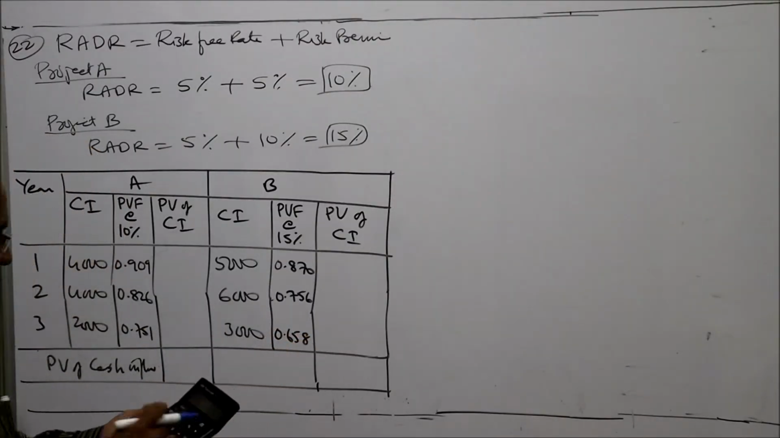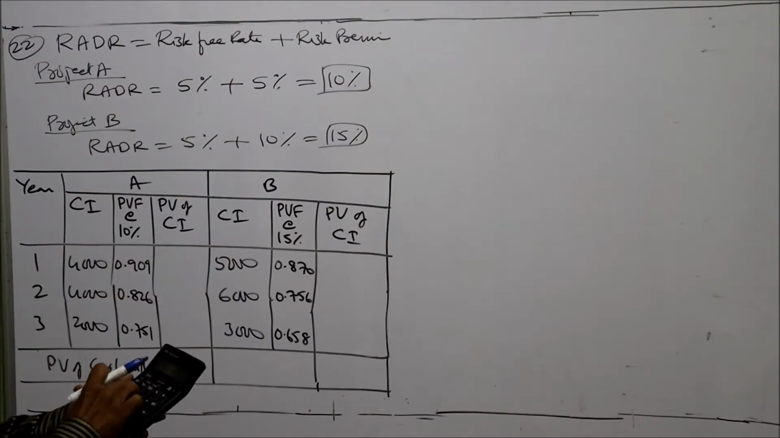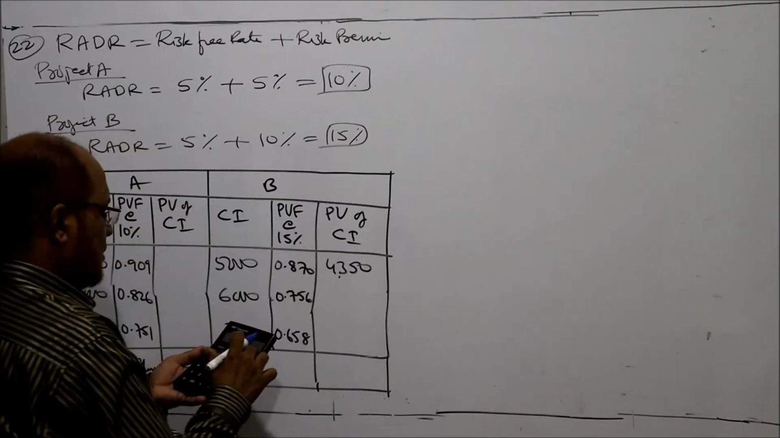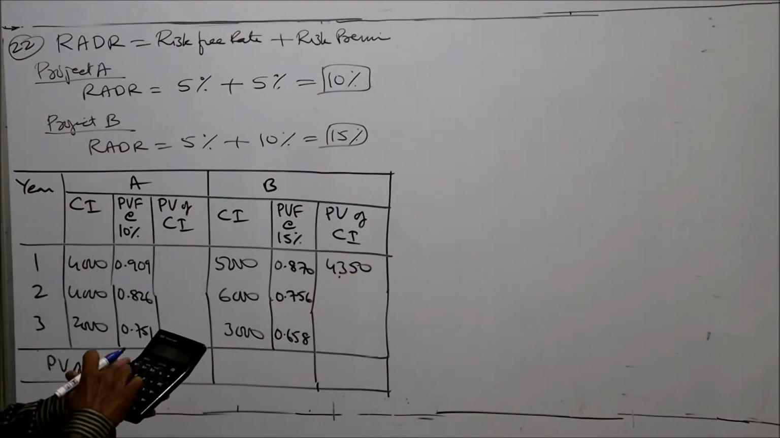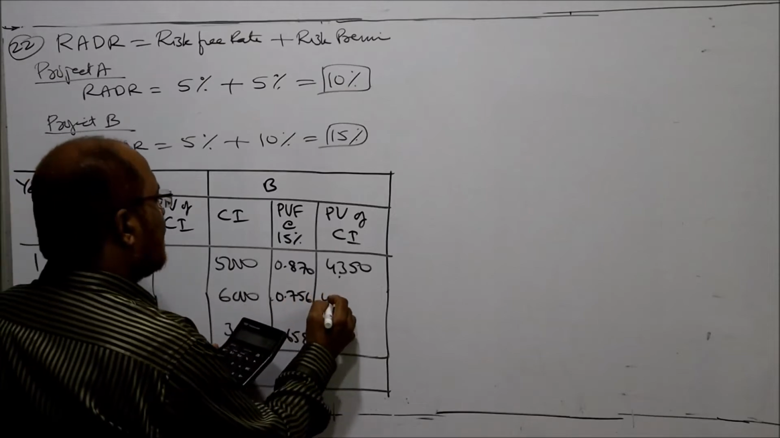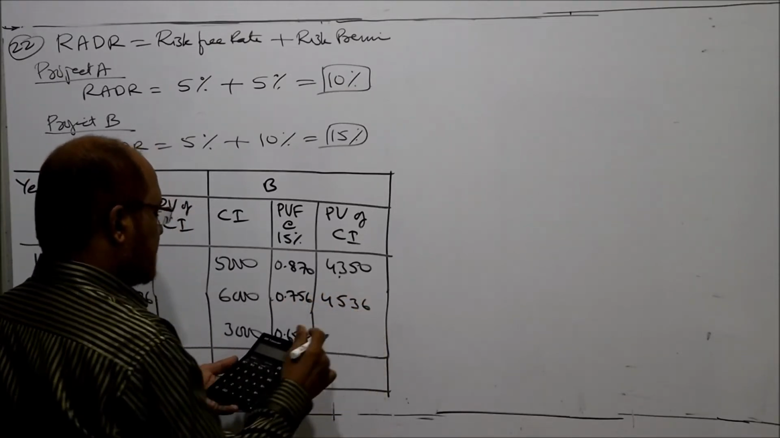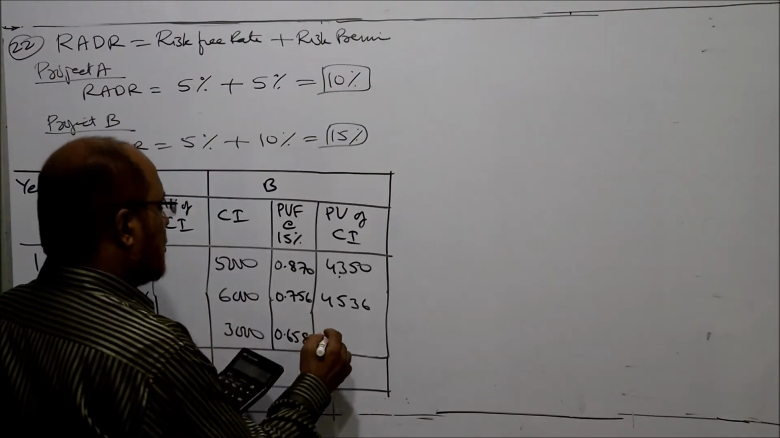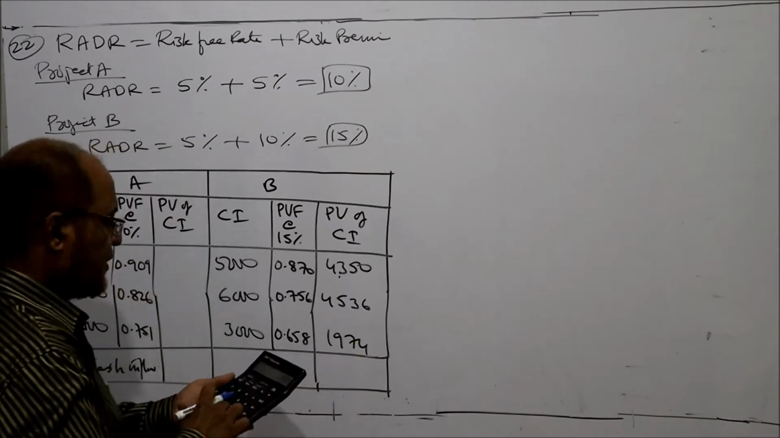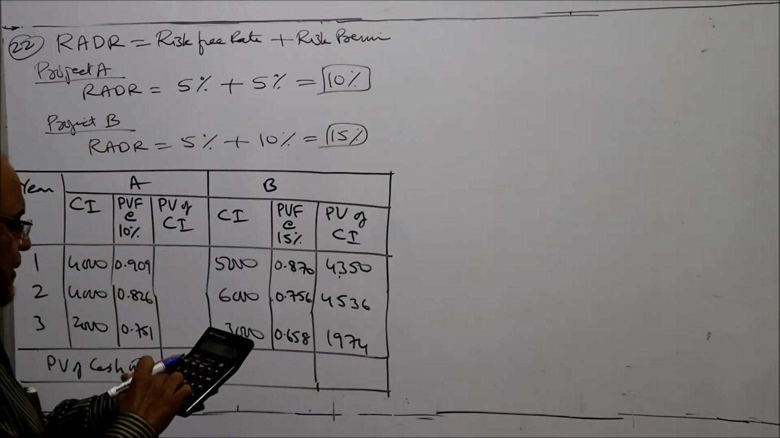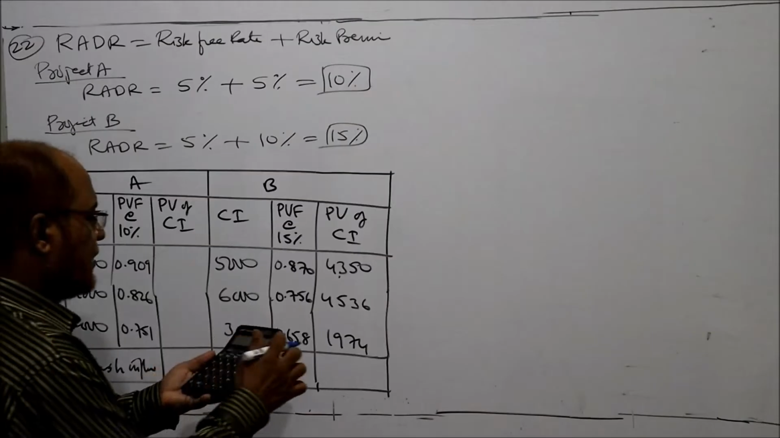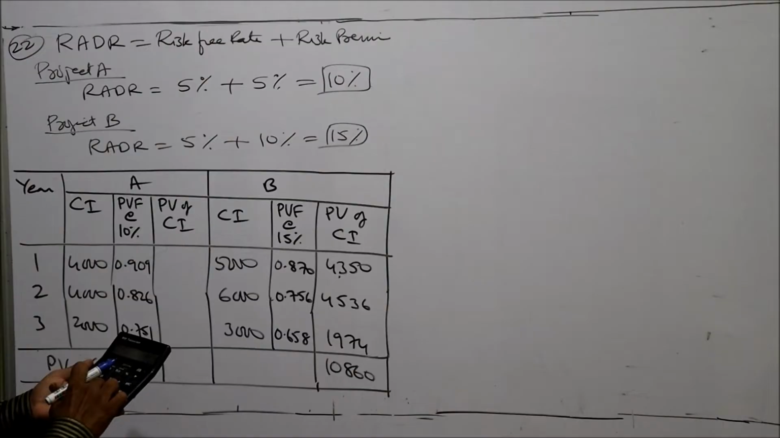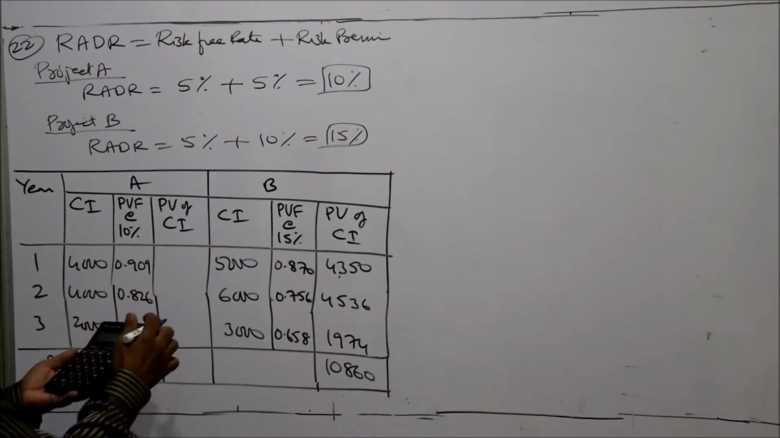Multiply 5,000 into 0.87, 4350. Then 6,000 into 0.756, 4536. 3,000 into 0.658, 1974. Plus 4536 plus 4350, it comes to 10,860.